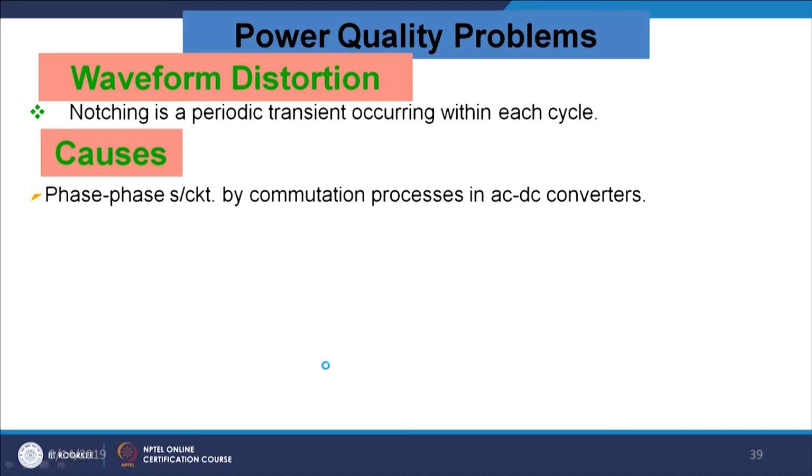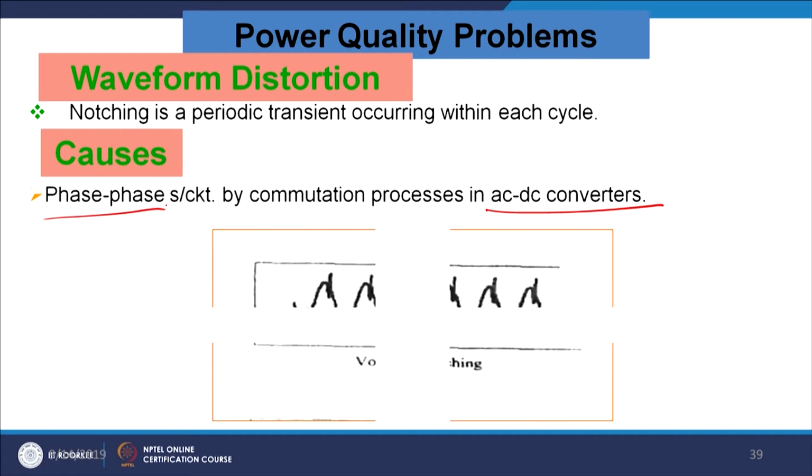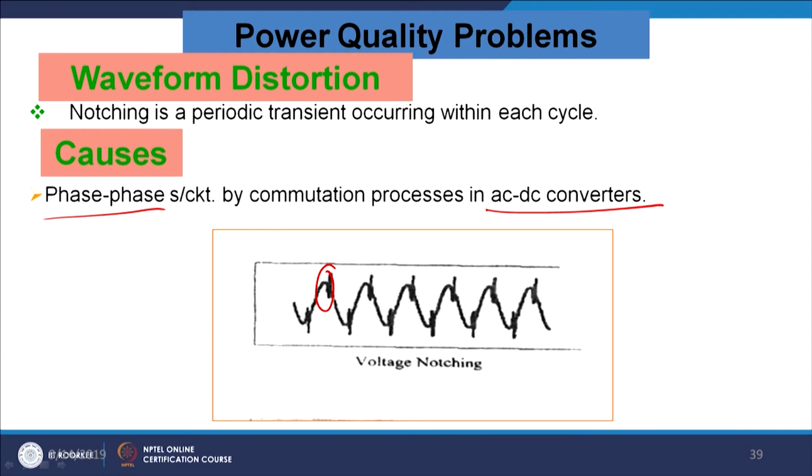Thereafter, we can have notches. Notching is a periodic transient occurring within every cycle. It can be due to AC to DC converter switching and phase to phase circuits by the commutation process. Here we see an example of it: there is a notch here, there is a notch here, where the thyristor changeover occurs, it gives a notch.